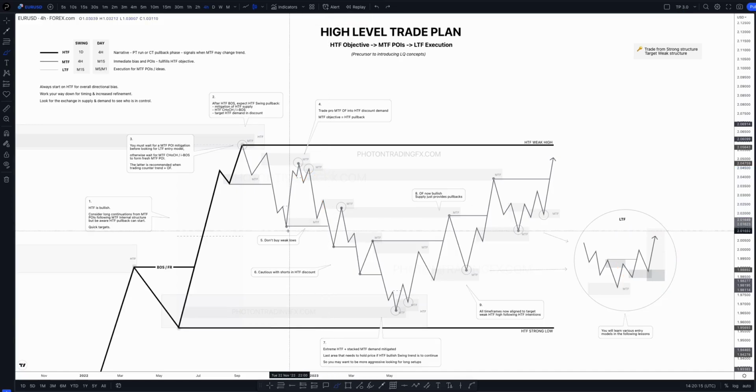Then we get that M15 break of structure, right? It might be an IBOS, it might be a BOS, depending on how things are set up. And now you're in this bearish range, right?